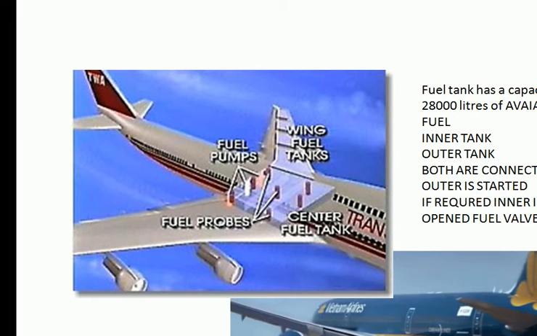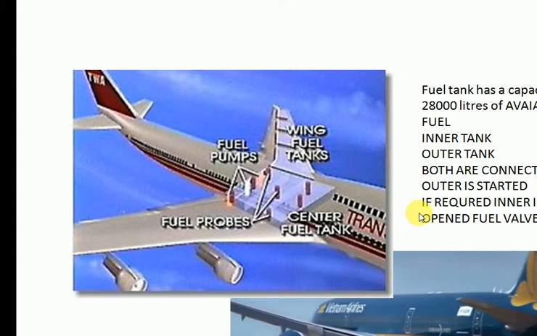Fuel is pumped to these engines, and it contains approximately 20,800 liters of fuel, the most that can be carried by a jetliner. So here it is, I have shown here. Here the inner tank is there and the outer tank is there, connected with valves. And this has the ability to work at minus 40 degrees centigrade above the clouds.